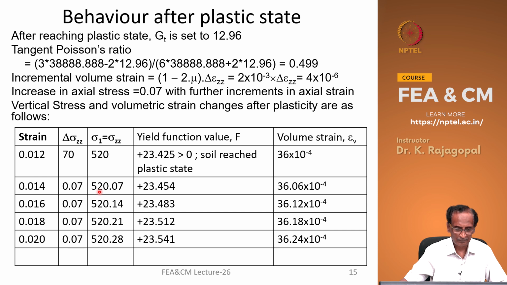So, our sigma 1 is 520.07, and our volumetric strain increment now is only 4 times 10 to the power of minus 6. So, this is our volumetric strain, and if you increase the strain by another 0.002, your strain increases to 0.016. Our sigma 1 is more or less remaining constant at 520, and our volumetric strain is also more or less constant.